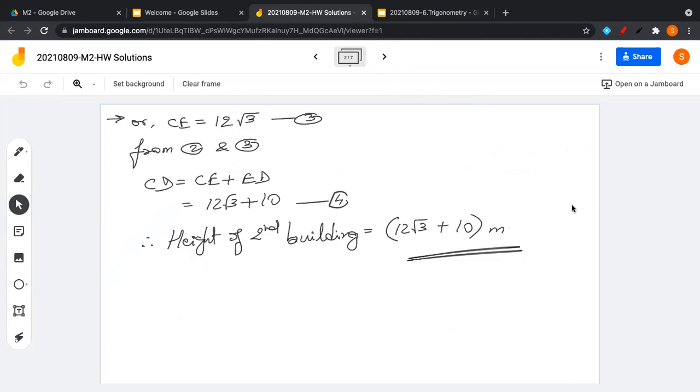Just be sure to put brackets around the entire mathematical value before you write meter. Don't write meter without the brackets. If you do that, then it will become 12 root 3 is a number and then 10 meter. That will be wrong. So you put the entire value, entire length within brackets, and then put the unit as meters. Please confirm or ask questions if you have doubt. Raise your hand if you have doubt.